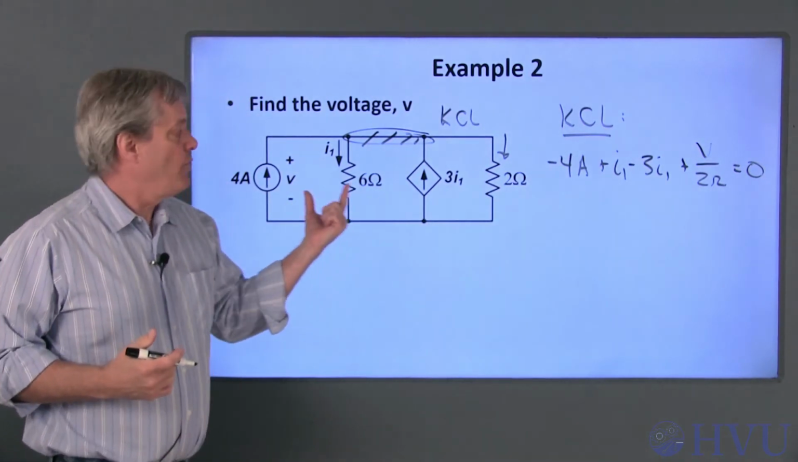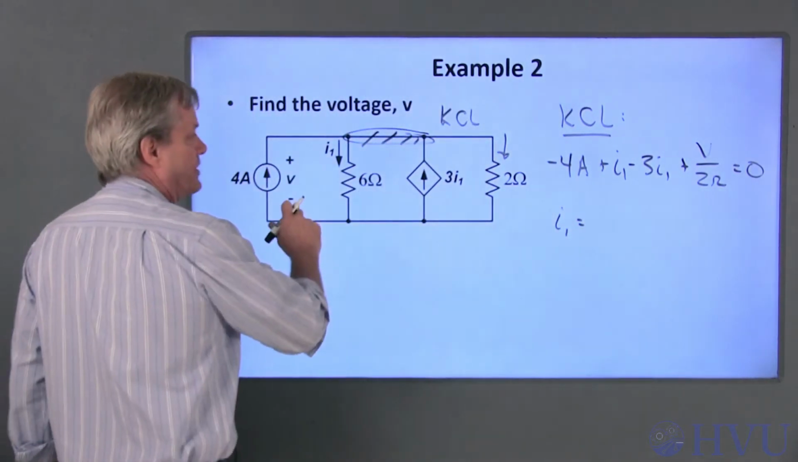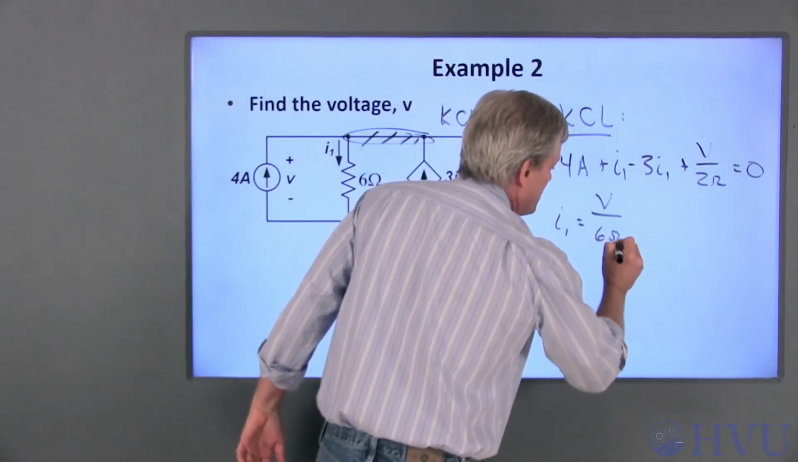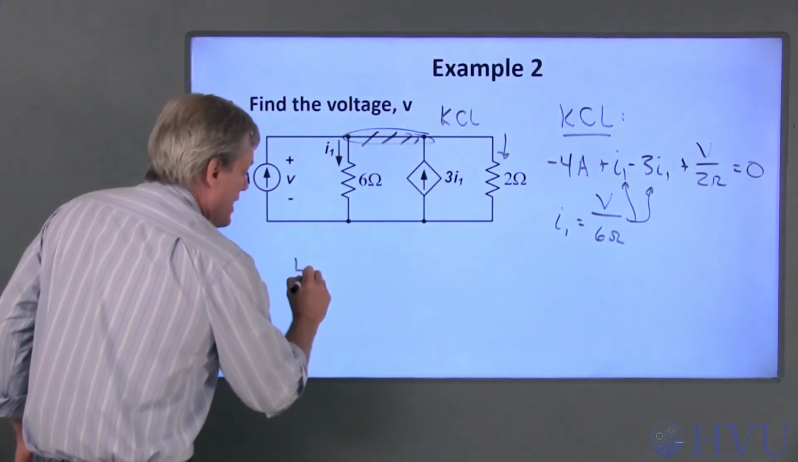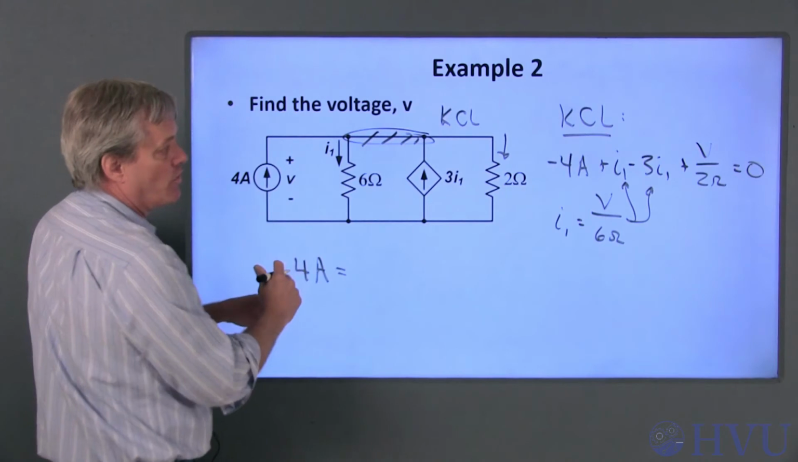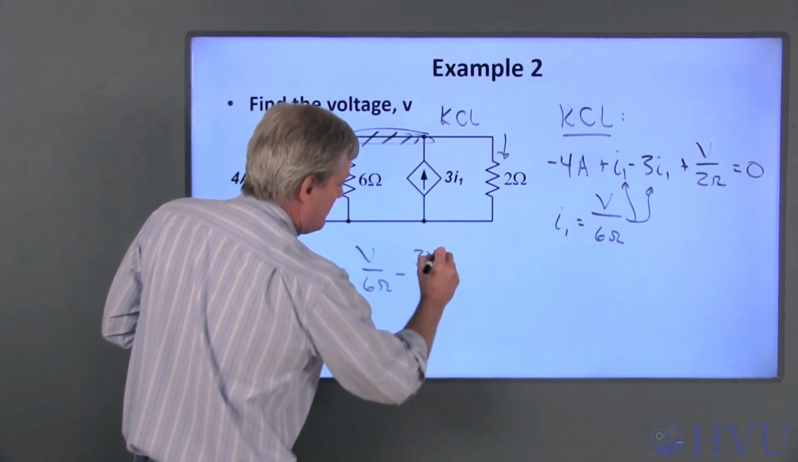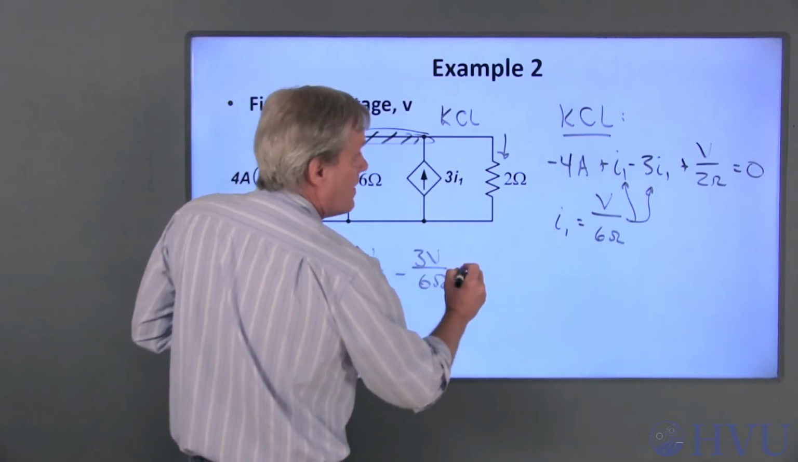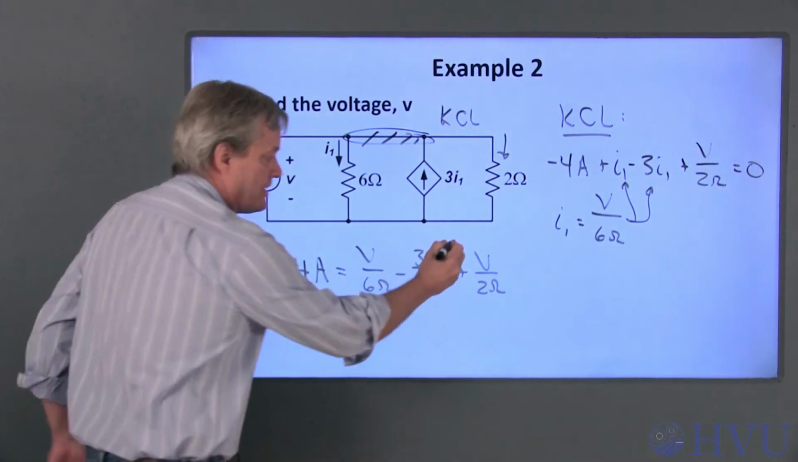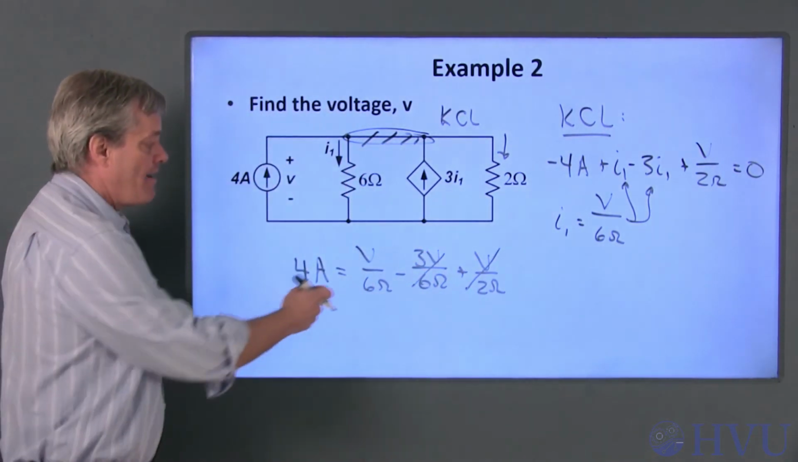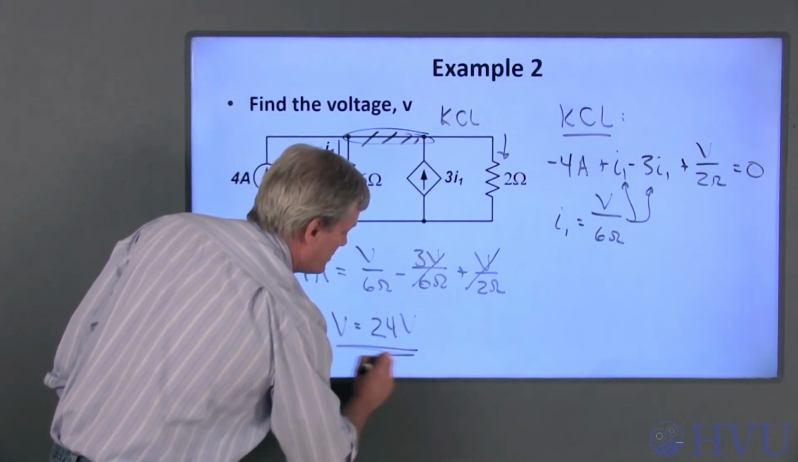I can get another equation from the definition of I1. I1 is just equal to this voltage V over 6 ohms. If I plug that in here and here, and take 4 amps to the other side, 4 amps is equal to V over 6 ohms minus 3V over 6 ohms plus V over 2 ohms. This and this cancel out. 3 over 6 is 1/2. If I multiply through by 6, V is equal to 24 volts.